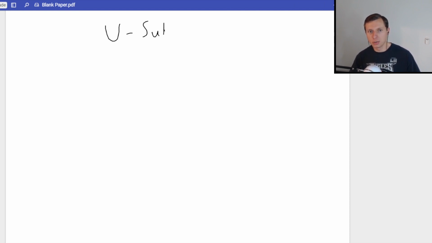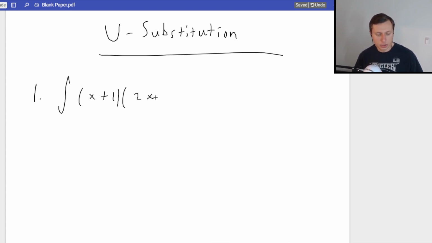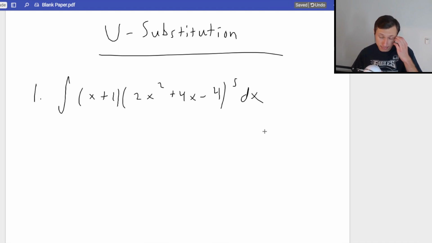But I want to move on to U substitution because, well, it's still going to be indefinite integrals, but now it's substantially harder because U substitution is harder. Now, the first thing I want to talk about is, when do we need a U substitution? Let's talk about that with our first problem here. Number 1 for U substitution. I have the integral of quantity x plus 1 times the quantity 2x squared plus 4x minus 4, that's raised to the 5th power, dx. I'll give you a second to write this down.